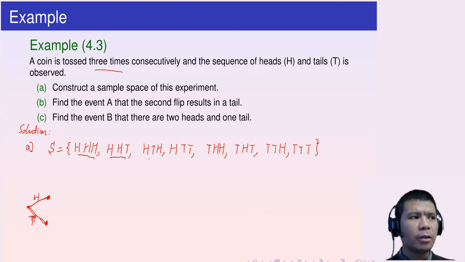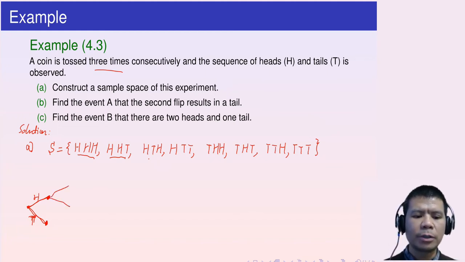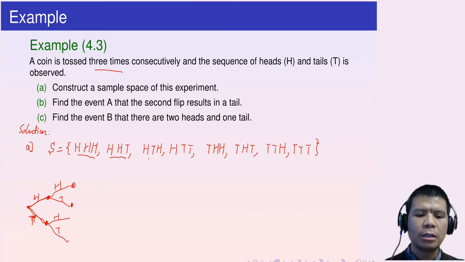And after the first toss, I'm going to do the second toss, right? So if my first toss is H, then after the second toss, I'm going to again get H or T. So I may end up here or here. And also possible is, if I got tail in the first toss, I may end up here or here, right?